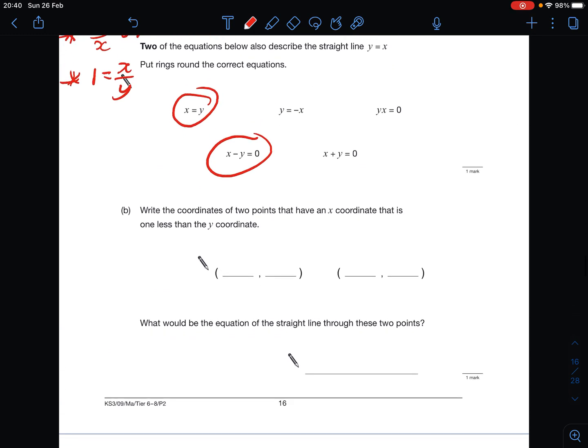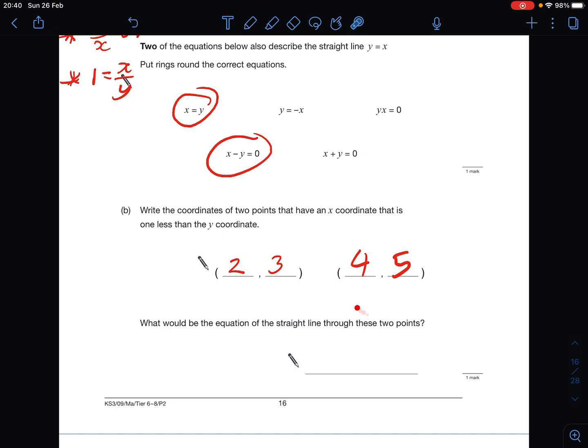Okay. Write the coordinates of 2 points that have an x coordinate, 1 less than the y coordinate. Should be an easy 100% this. So let's just choose a point. Let's choose a point in 2. Its x coordinate is 1 less than the y coordinate, so its x coordinate is 2, its y coordinate is 3. If you want to do it, think about it the other way. Start with the y coordinate of 5, and then its x coordinate is 1 less, which is 4.